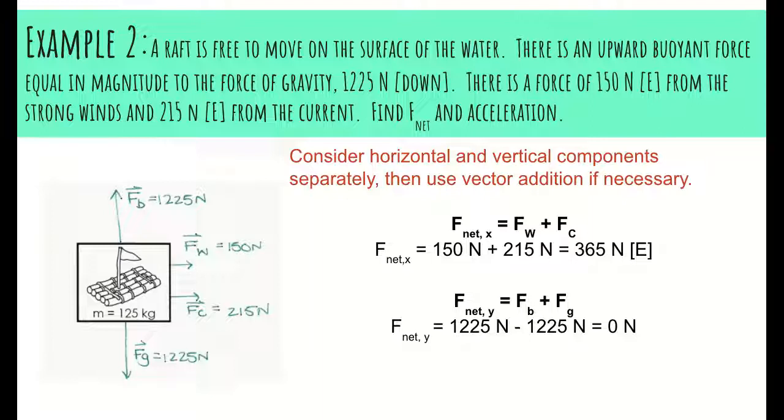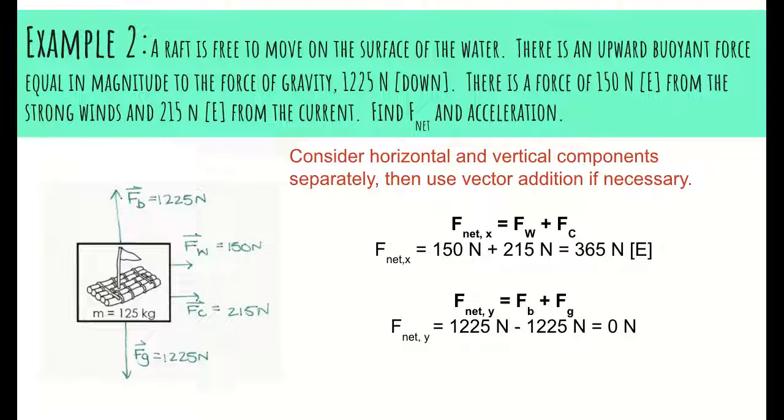And we know that the force of gravity is 1,225 newtons downward. So there's a force of 150 newtons east from the winds and 215 newtons east from the current. We need to find both the net force and the acceleration. So we're going to find the net force first.